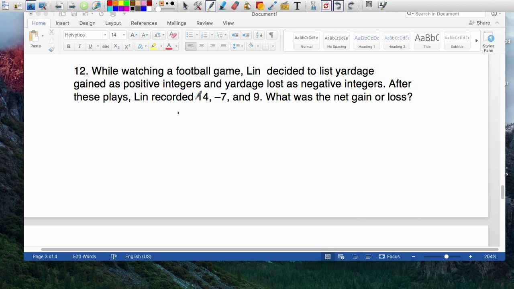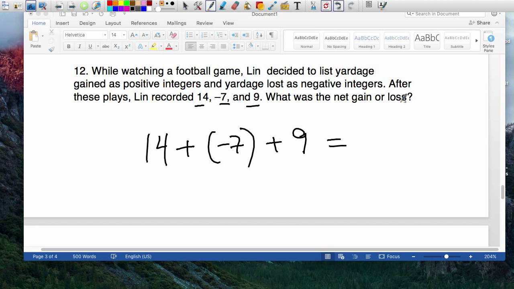So there were 3 plays. The first play, 14. The second play, so let's just use this as a sum. So he went back. And the last play, he gained 9 yards. So here, he gained, he lost, he gained. What was the net gain or loss? Well, after all this, did he end up in positive territory or negative territory?